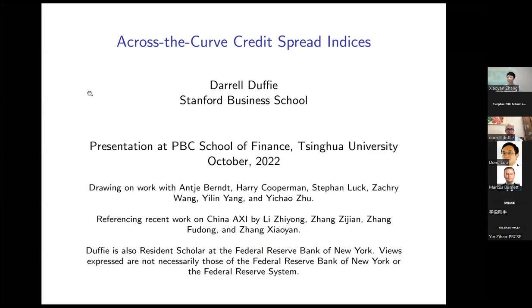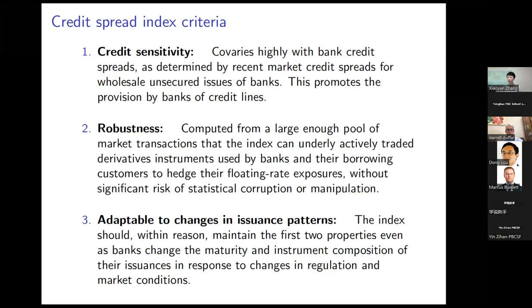Let me explain what we're looking for here in terms of a credit spread index for making bank loans. There are three things that we would like an index to have. The first one is kind of obvious. If it's a credit spread index, then it has to move with credit spreads. That's important because, when bank funding costs go up because their credit quality demands higher compensation in the market, they want to get compensation from their borrowers through higher borrowing rates so that they have an offset. And this promotes hedging, and it also, as I'll describe later, improves credit provisions for credit lines.